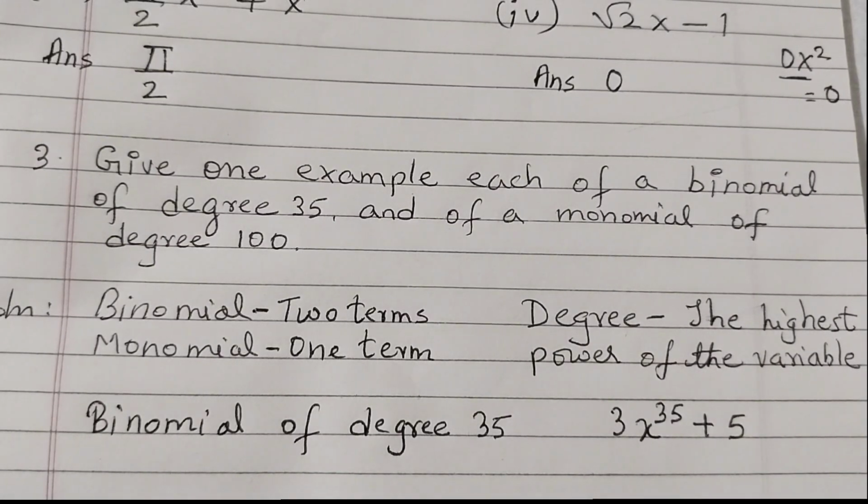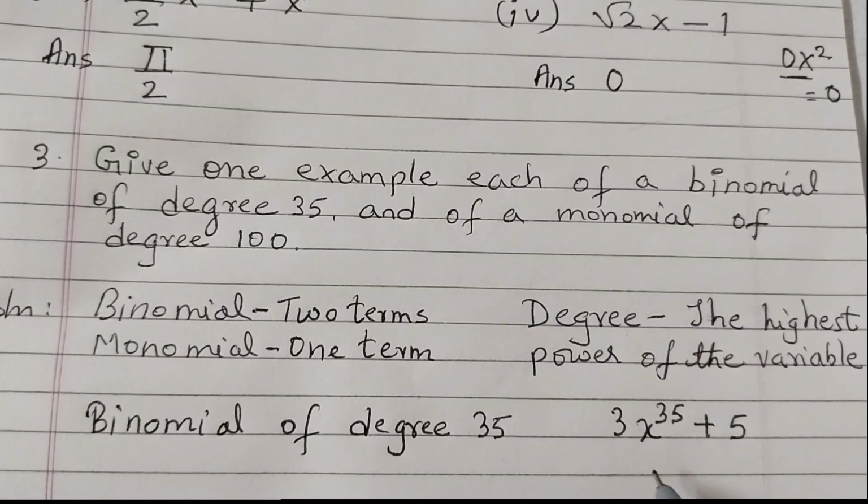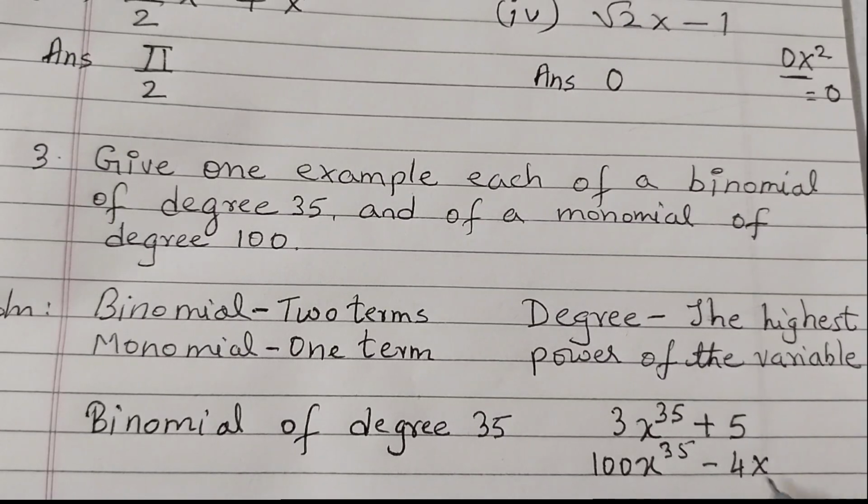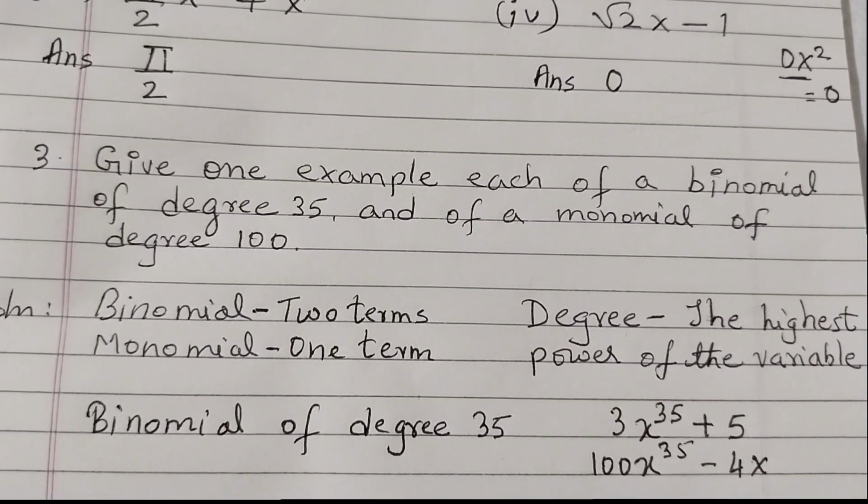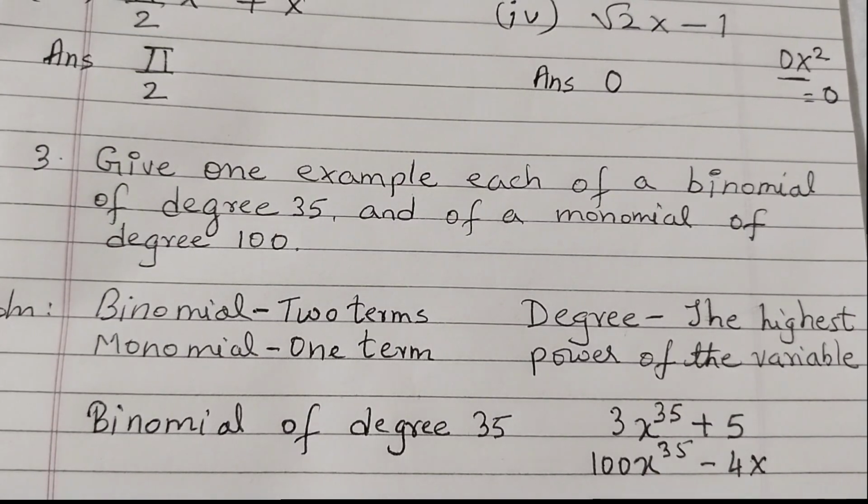This could be one example, or you can say x to the power of 35. Let's say 100 minus 4x. This is also a binomial and the highest degree is 35. So binomial of degree 35.